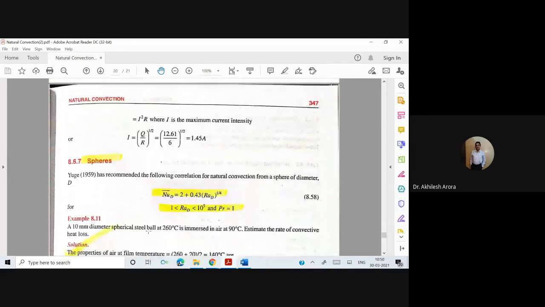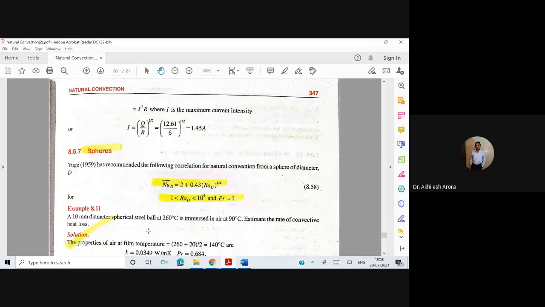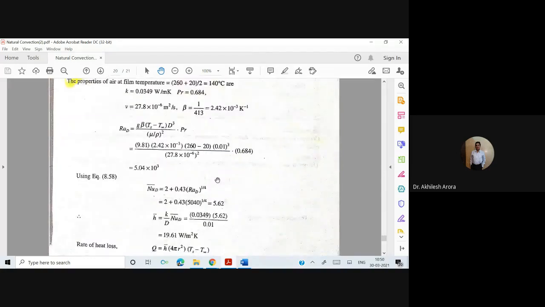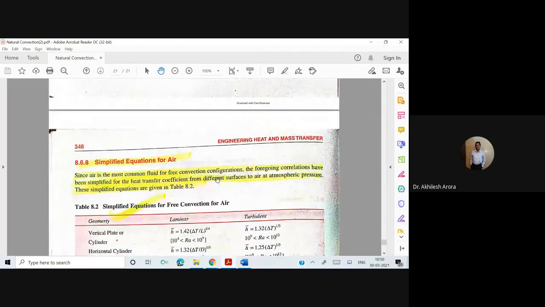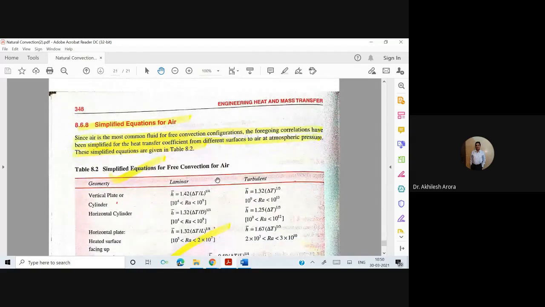Then this is for the spheres. For spheres also there are correlations for natural convection. The Rayleigh number range has been given here as varying between 1 to 10 raised to power 5, and the Prandtl number is equal to 1. So this correlation can be used in that case. Now these are the simplified equations for air.